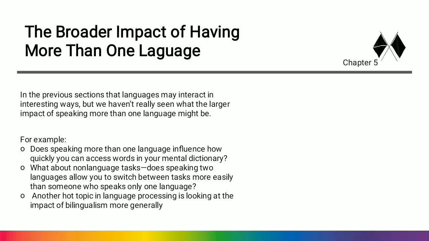And we come to the next part, the broader impact of having more than one language. In the previous section, we saw that languages may interact in an interesting way, but we haven't really seen what the larger impact of speaking more than one language might be. For example, does speaking more than one language influence how quickly you can access words in your mental dictionary? What about non-language tasks? Does speaking two languages allow you to switch between tasks more easily than someone who speaks only one language? Another hot topic in language processing is looking at the impact of bilingualism more generally.